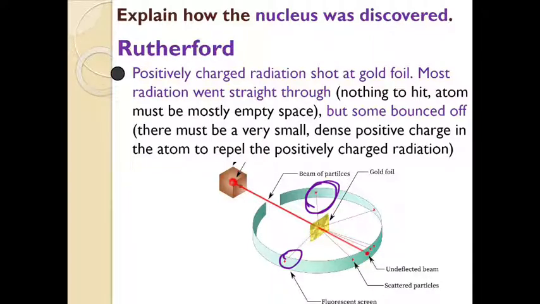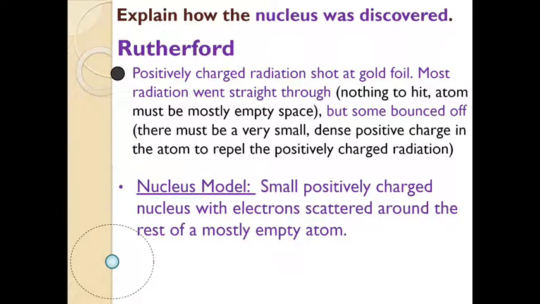So all of the mass, all of the matter in an atom must be really, really concentrated into a super tiny, small, dense positive charge in order to repel that positively charged radiation that was being shot at it. So this is what we call the nucleus model. He discovered the nucleus model. It's just the idea that most of the atom is empty space.